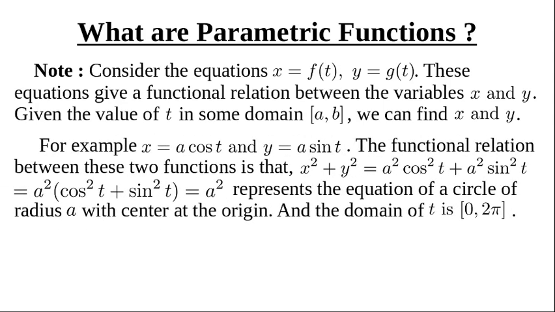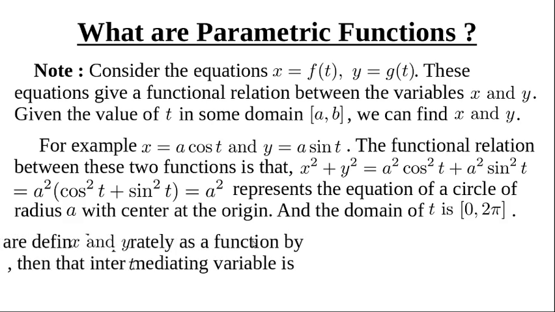For example, consider x equal to a cos t and y equal to a sin t. The functional relation between these two functions is that x square plus y square equal to a square cos square t plus a square sin square t. So when a square goes out, we get cos square t plus sin square t, which is 1. Therefore, we find x square plus y square equal to a square. And this equation represents the equation of a circle of radius a with center at the origin. And the domain of t is 0, 2 pi.